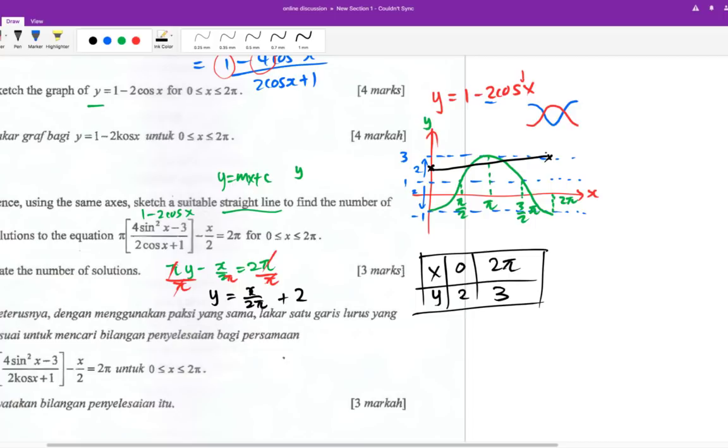Then the straight line touches 2 coordinates. The question asks you to state the number of solutions. So the number of solutions here will be 2. Just like that.